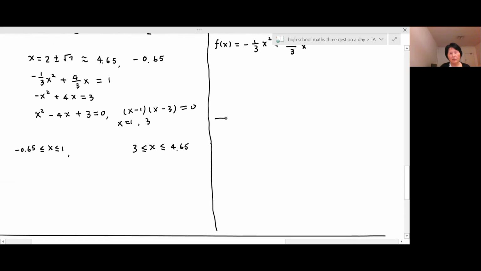Okay, so now the original curve goes like this. So the original curve is here. It passes 0, 4, and this maximum point is 4 on 3. Okay, when I draw y equal to log f(x).